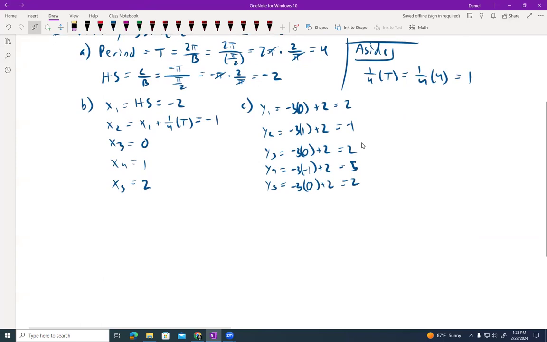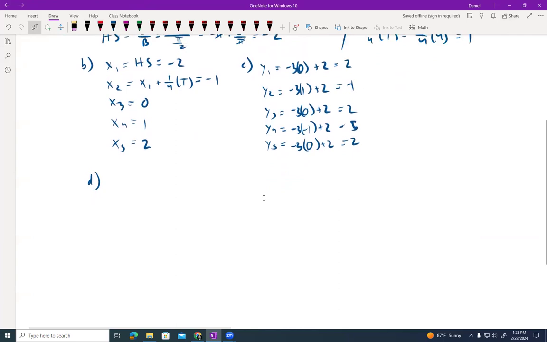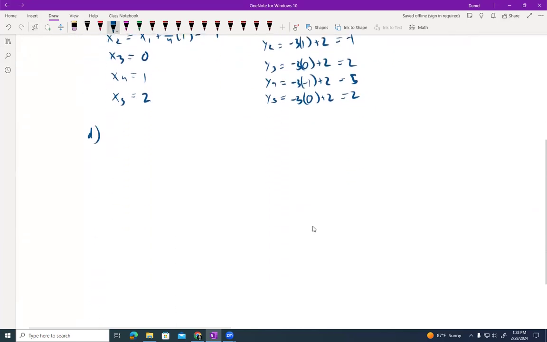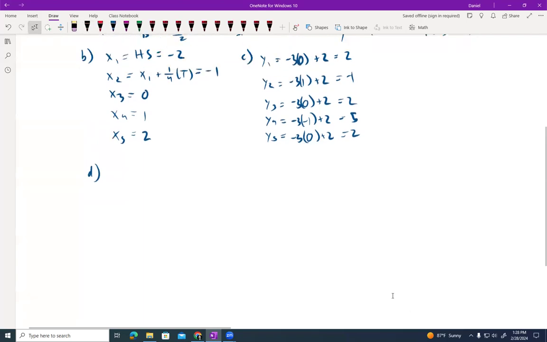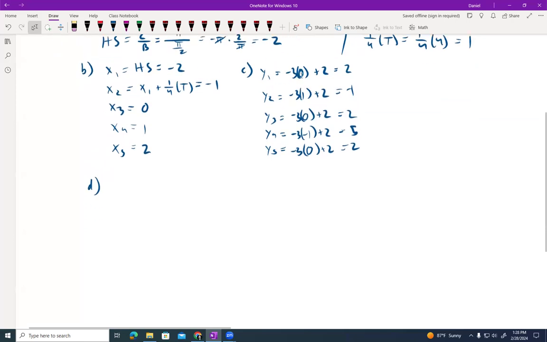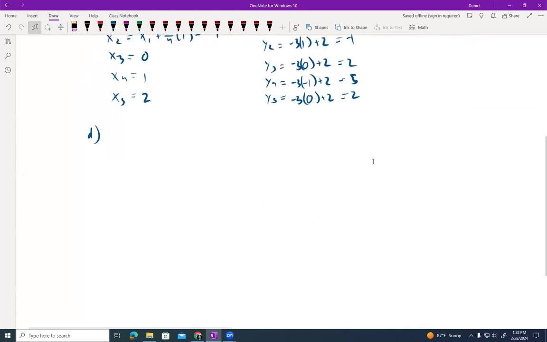Then part D here is just graph that sine function. Keep in mind, I really want to graph this cosecant function, but I'm going to graph the sine function first. Looking at my x values, I see that they're pretty symmetric from -2 to +2, so that's good. My y values go from -1 up to +5, so I'm going to need my y values to be more in the positive direction than the negative direction.